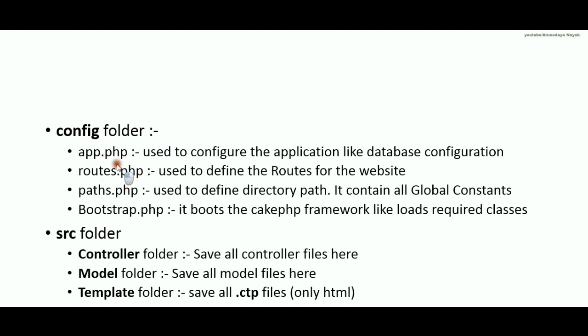These are defined in app.php. The second one is the routes.php file. This is used for routing purposes. For example, the different URLs of your application you can define here in the routes.php file. The third one is the paths.php file. This file is basically used to define all global constants.